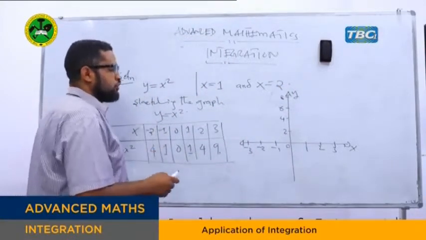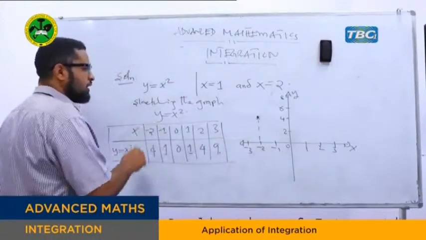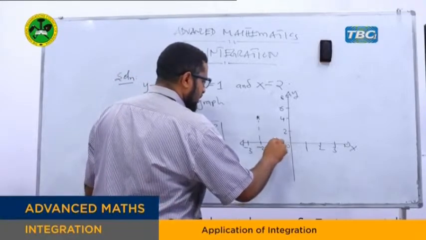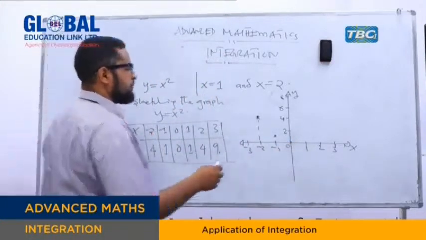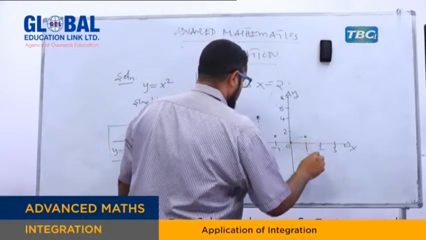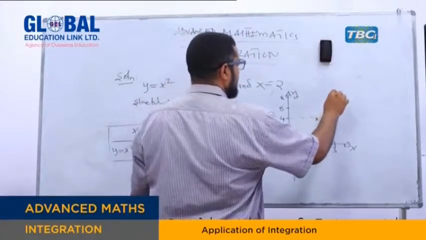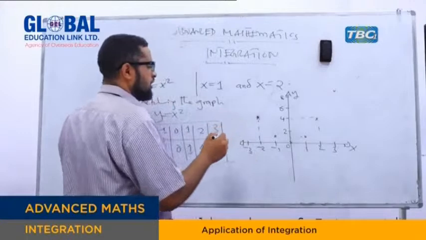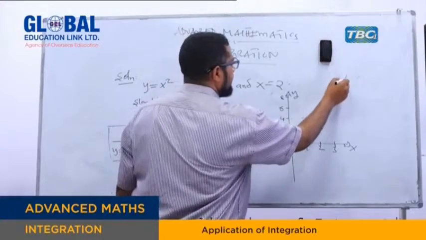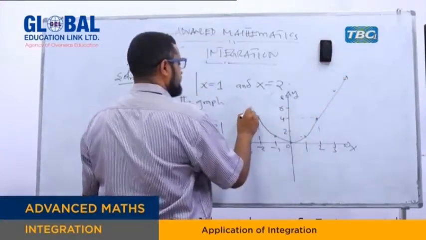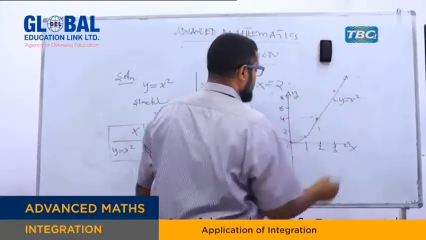Now when x is equal to negative 2, our y value is positive 4. Negative 1, we get positive 1. When it's 0, we have 0. When it is 1, it's just 1. And when it's 2, it's 4. 3 is just 9. Thereafter, using a freehand drawing, join the points. So that is the curve, the curve y equal to x square.